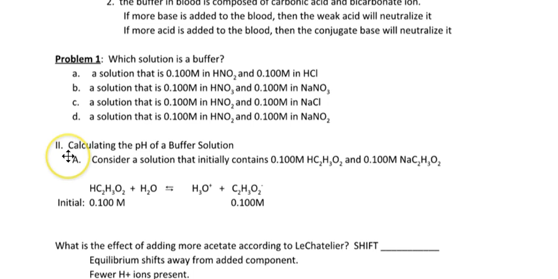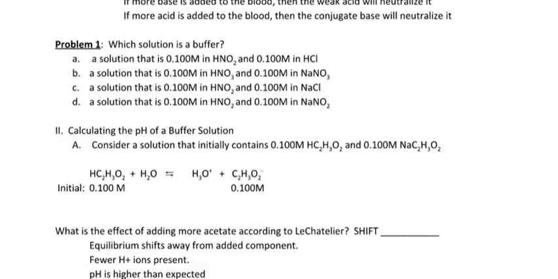All right, so how do we calculate the pH of a buffer solution? Please, please, please, if you haven't already, get out your calculators right now, okay? And it says, consider a solution that initially contains 0.100 molar of acetic acid and 0.100 molar of sodium acetate. And so here I set this up. I have my initial conditions. And the question is, what is the effect of adding more acetate according to Le Chatelier? So what if I increase this right here?